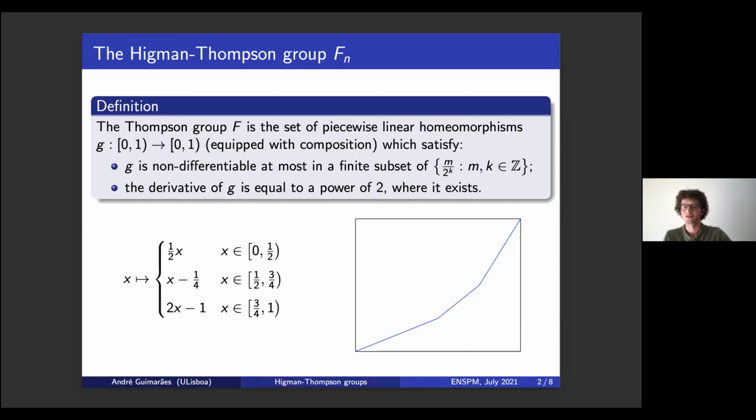Now, during this talk, for the sake of simplicity, we're going to restrict ourselves to the Thompson group. But the Hickman-Thompson groups are nothing more than, wherever I just said the number 2 during this definition, you replace it by a natural number n greater than 1. So we're going to require that the slopes are powers of n, and that the points of non-differentiability are n-adic rationals, so rationals with the denominator that is a power of n. And that is the Hickman-Thompson group Fn.